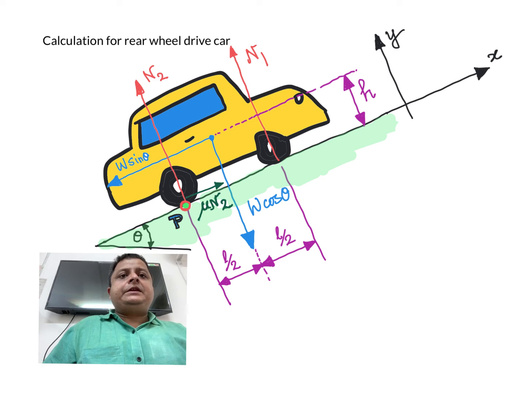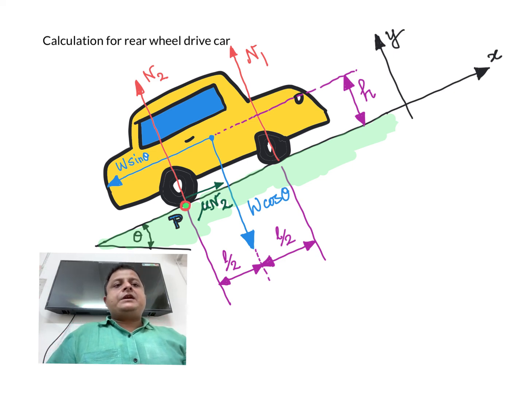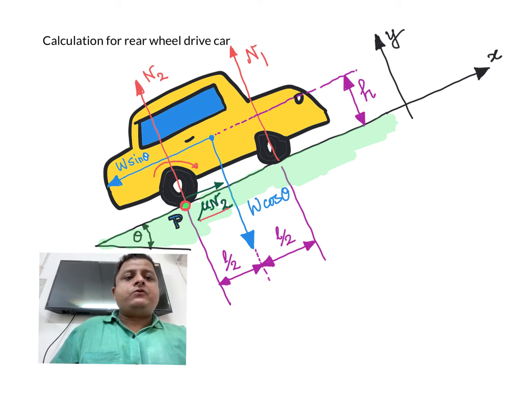Again we do a similar calculation for the rear wheel drive car. As you know, in the rear wheel drive car the rear wheel has a tendency to rotate, so the friction mu N2 will act in the forward direction. These are the forces: N1, N2, mu N2, W cos theta and W sin theta. Our plan is again the same: balance the forces along x and along y, and then balance torque about P.